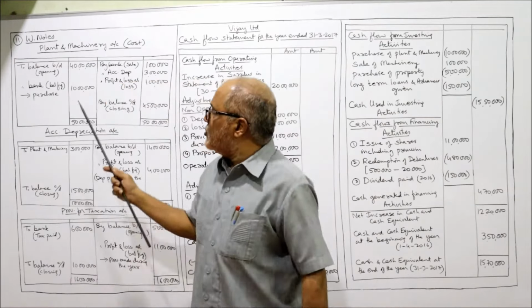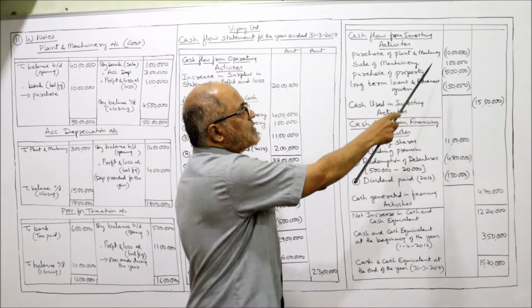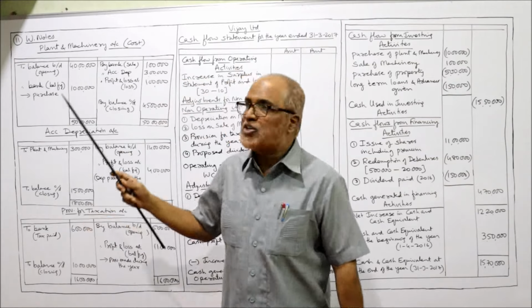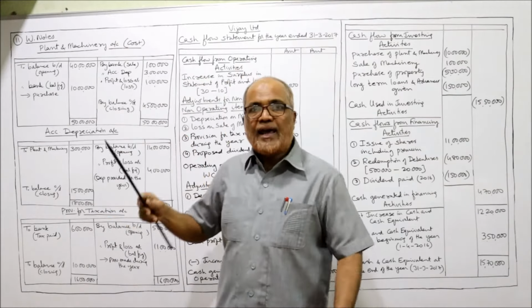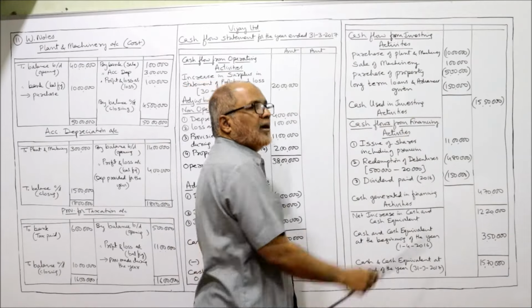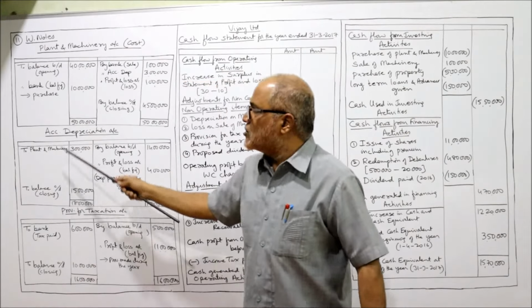What is the purchase amount? 10 lakh. So 10 lakh rupees in bracket because it is an outflow, purchasing. Similarly, sale of machinery, inflow. 1 lakh rupees the company is getting as inflow. So sale of machinery 1 lakh. That's it. These two accounts are completed.